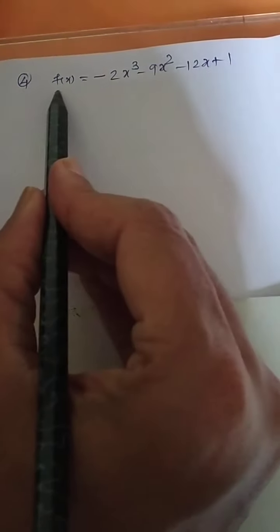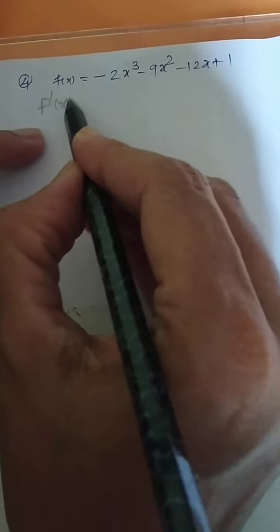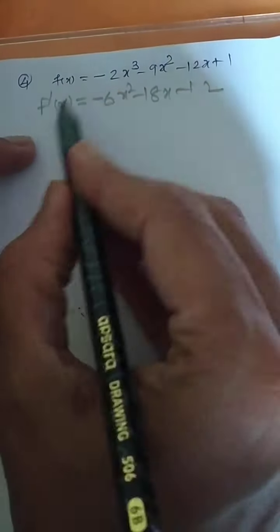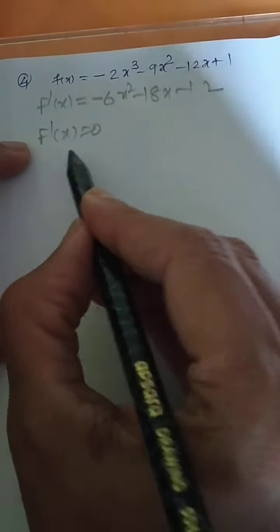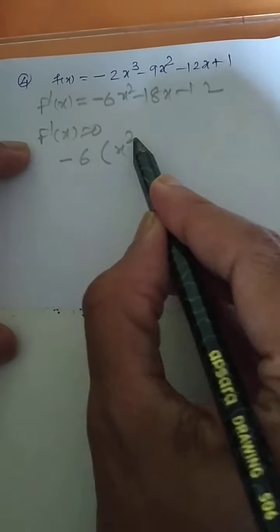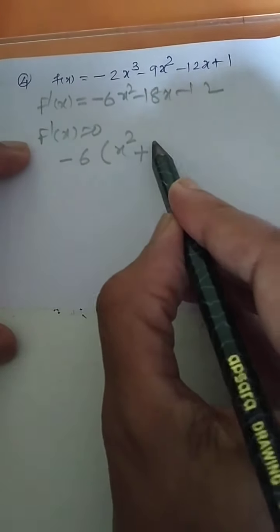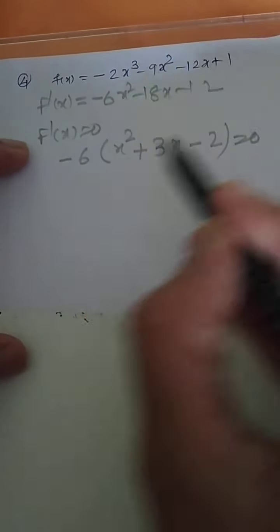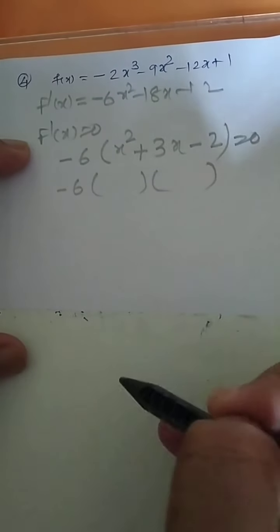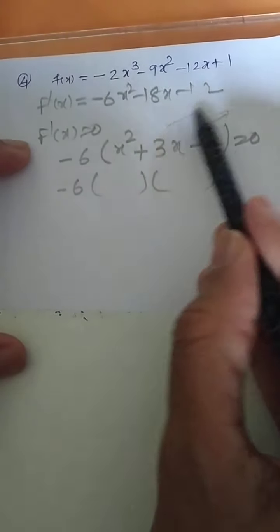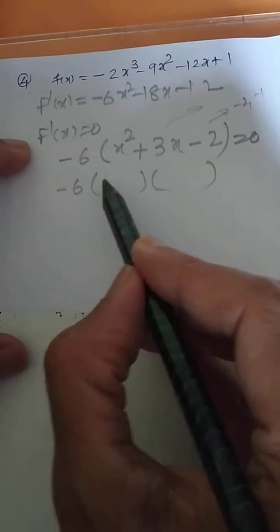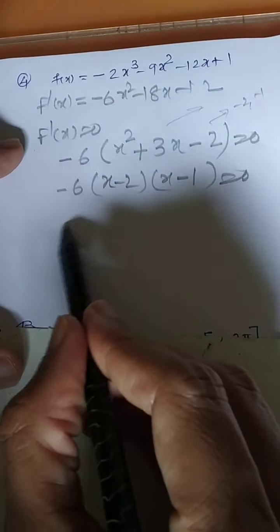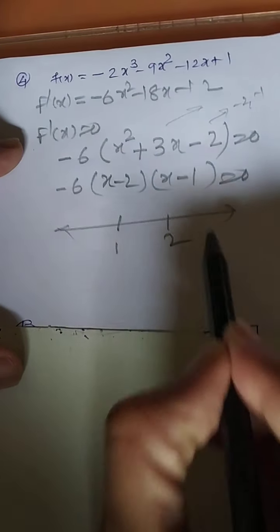Let us take one more polynomial, f dash of x. Now it is 6x square minus 18x minus 12. You know that f dash of x will be equal to 0. That means minus 6 I can take out common. It will be x square, minus is taken outside, so plus 3x minus 2 will be equal to 0. So minus 6 is one factor and you will get 2 more factors. Now the product is minus 2, sum is 3. So it will be x minus 2, x minus 1. So what are the critical points? 2 and 1. So 1 is over here, 2 is over here.